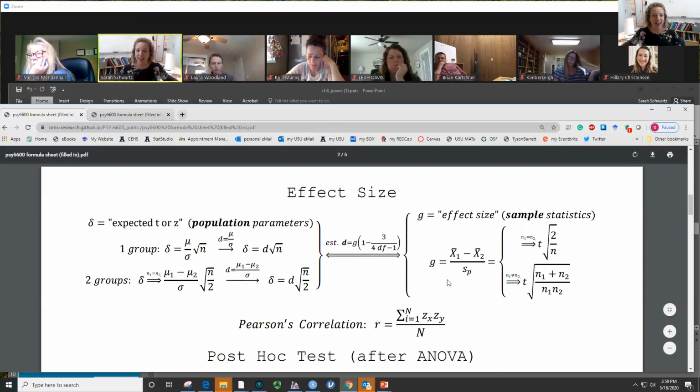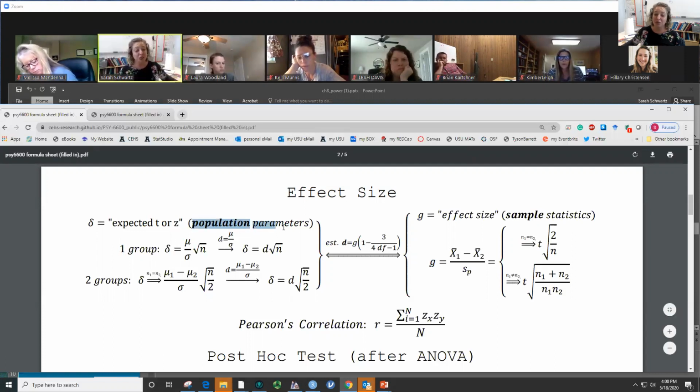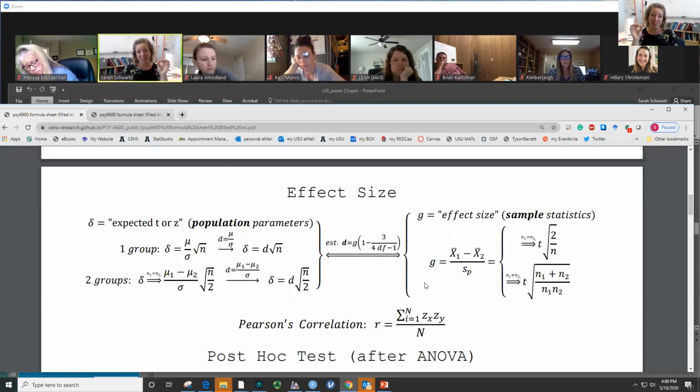Now look over here at this formula. What do you notice about this fraction? What's on the top of it? The X bars and the s's. This has the sample information in it. What do we call it? g. g is the effect size in terms of the sample statistics. Cohen's d is supposed to be in terms of the population parameters. But APA style and social sciences have gotten sloppy and they call it Cohen's d even when they put in the sample statistics. Now, it is biased when you put in the sample statistics.